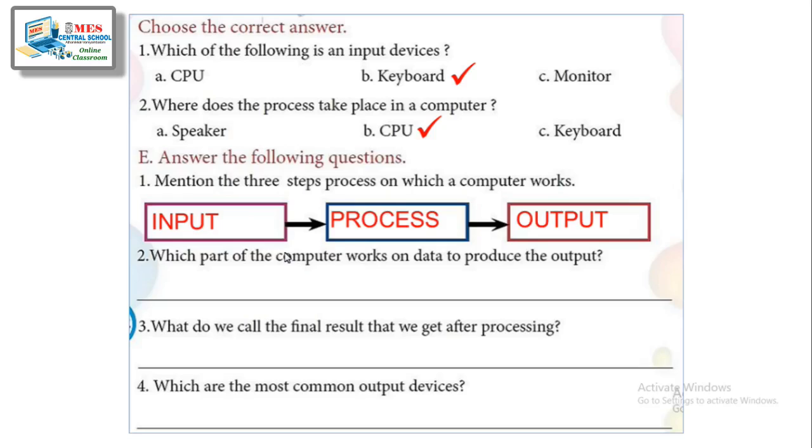Which part of the computer works on data to produce the output? That is the CPU, the processing part. That is the central processing unit, CPU. Then what do we call the final result that we get after processing? That is the third step, that is output.